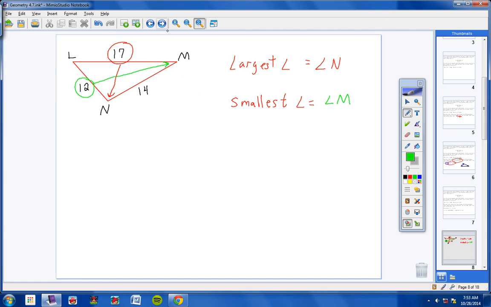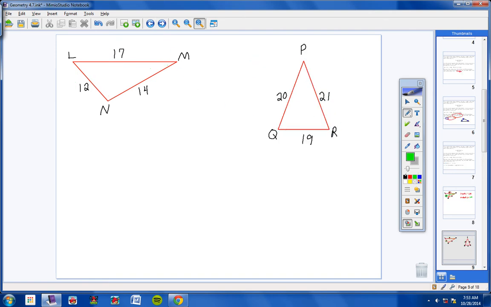Okay, here we go. Now go ahead and copy this in your notes, please. Go ahead and copy this in your notes. And you're welcome to work ahead, or you can just stay with me, whatever you would like to do. In this problem here, I want us to list out the angles from smallest to largest. List out the angles from smallest to largest, okay?